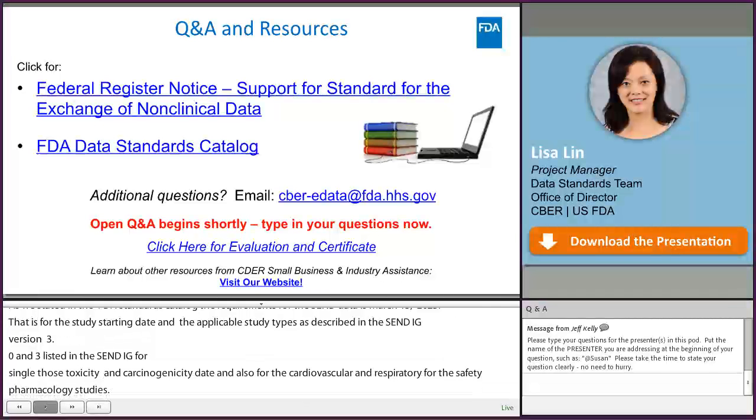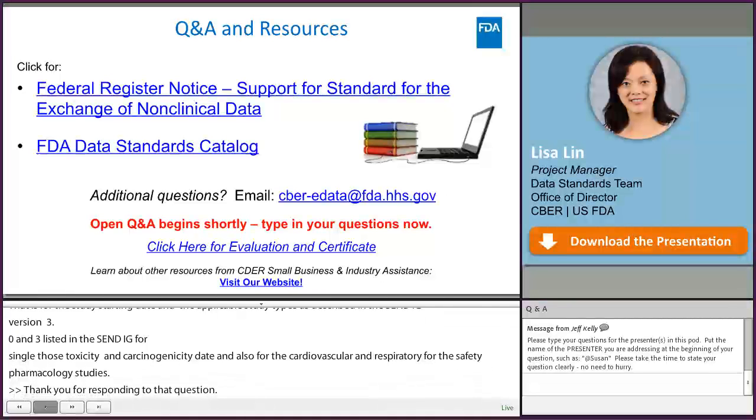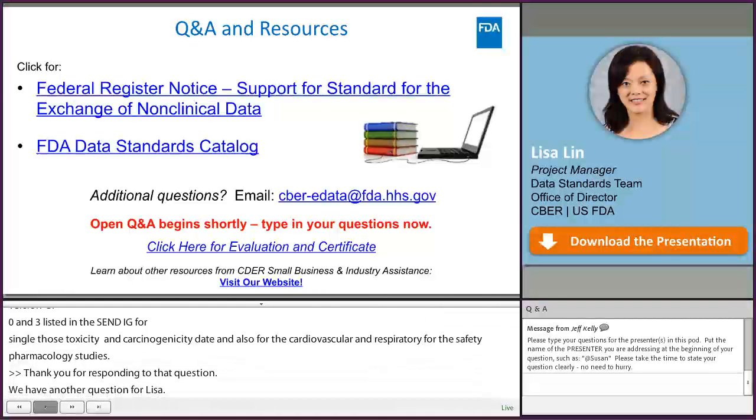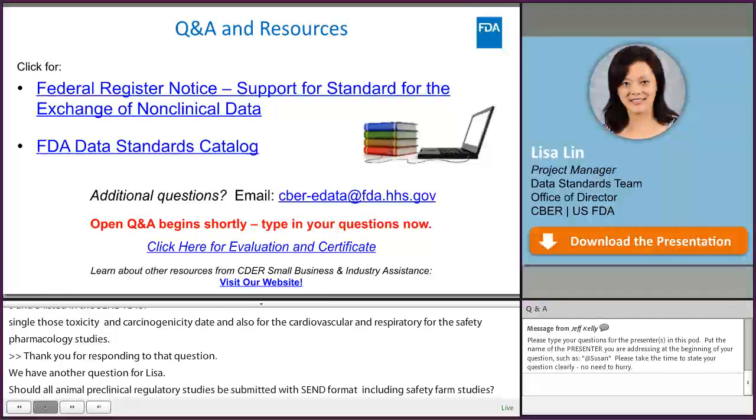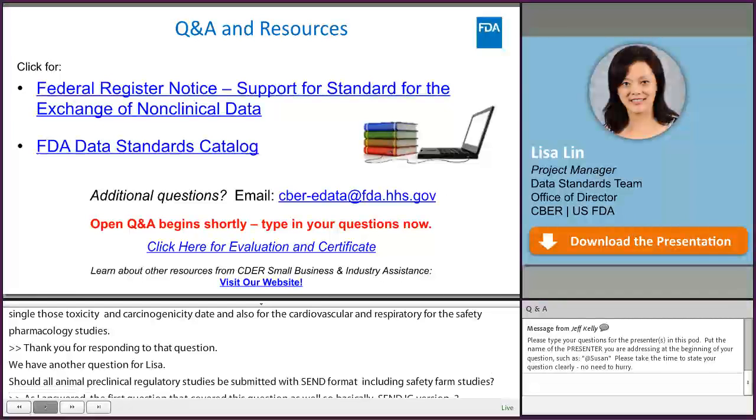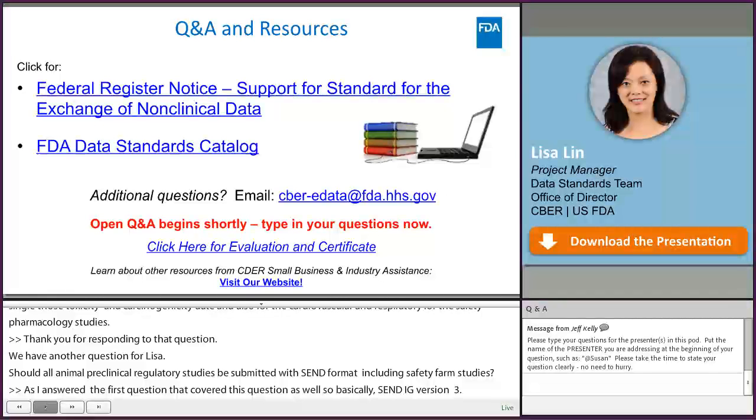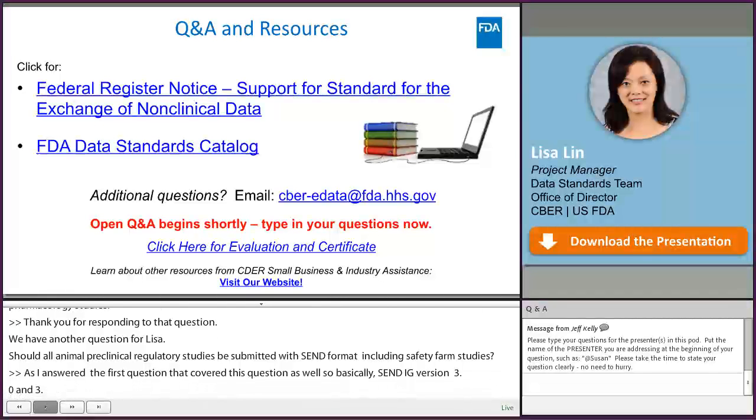Should all animal preclinical regulatory studies be submitted with SEND format, including safety pharm study? Yes, so as I answered the first question, that covered this question as well. So basically, SEND IG version 3.0 and 3.1 are supported by CBER. So all the study types that apply to SEND IG version 3.0 and 3.1 are the required study types.